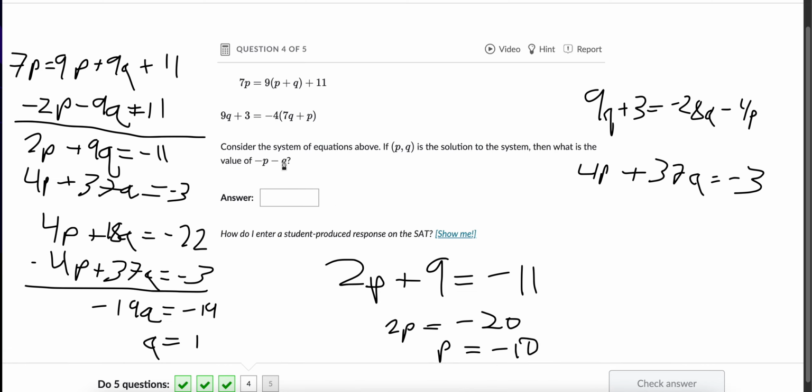So if you want to find negative p minus q, you do negative of p minus q, which is 1. This becomes 10 minus 1, and that is 9. So our answer here is 9. Shoot.